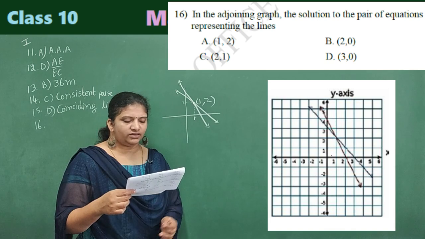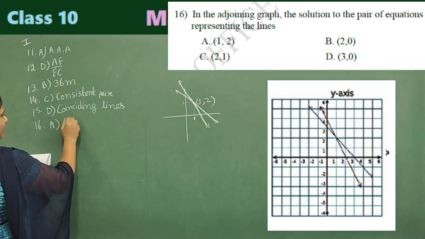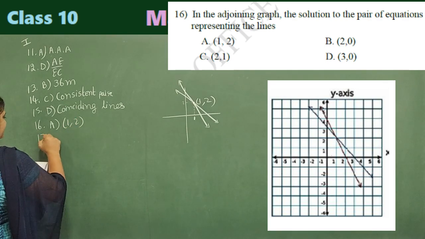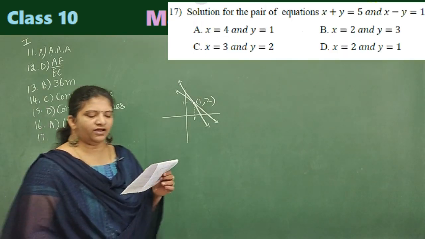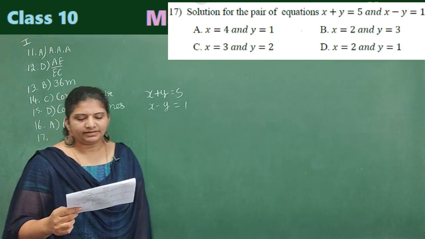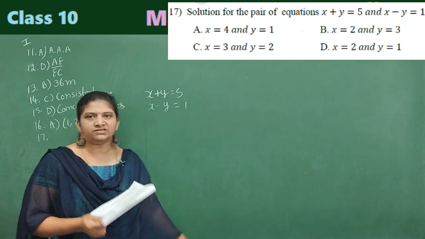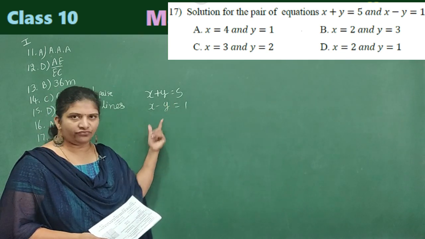Check for the answer. Option A. Option A, 1, 2 is your answer. Okay, we need to find the solution. Solution is 1, 2.